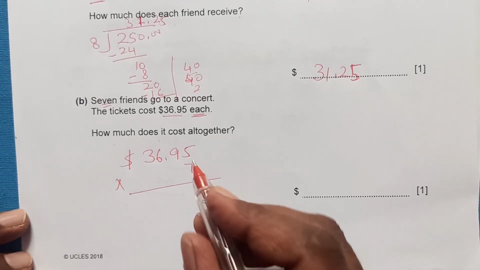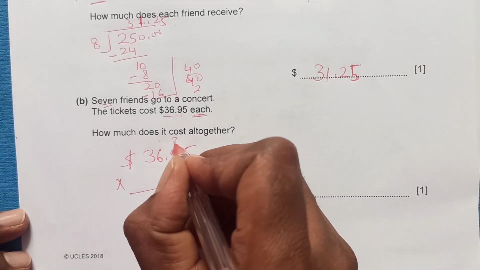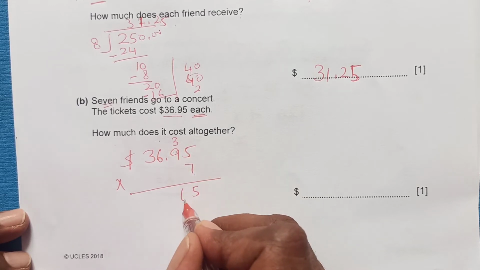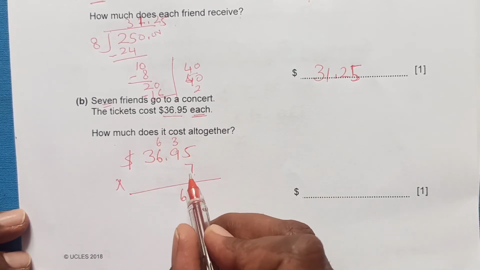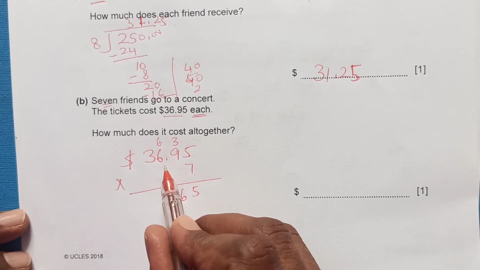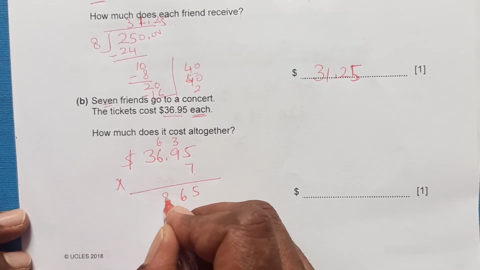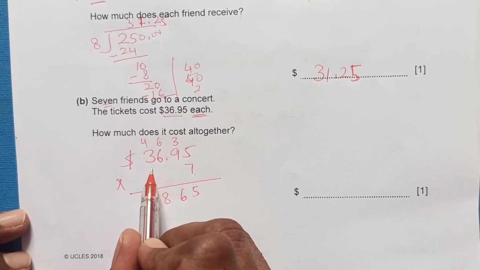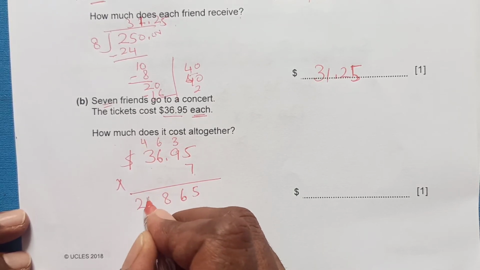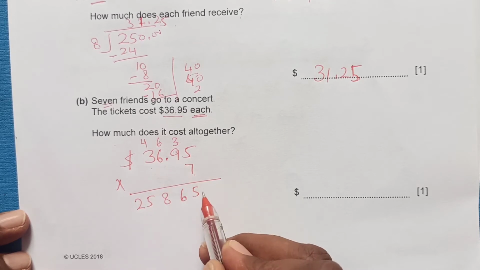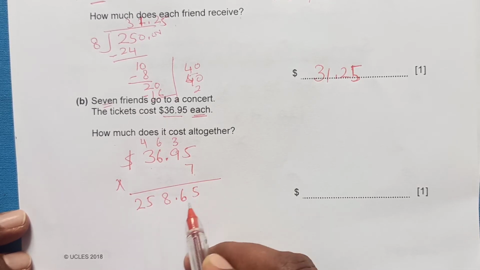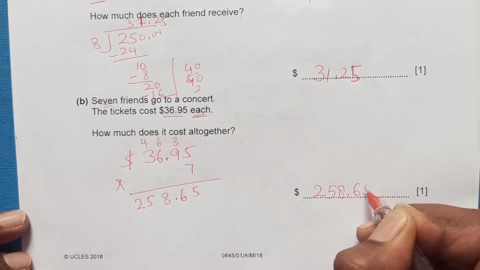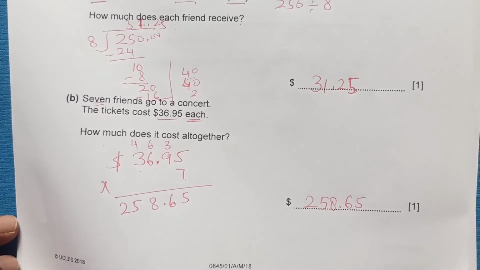7 times 5 is 35. 3, 9 times 7 is 63 plus 3 is 66. So 6 here. 7 times 6 is 42. 42 plus 6 is 48. Then 4. 7 times 3 is 21 plus 4 is 25, right? But we have a decimal here, so we will put it after 2 digits. So 258.65 is the final answer.